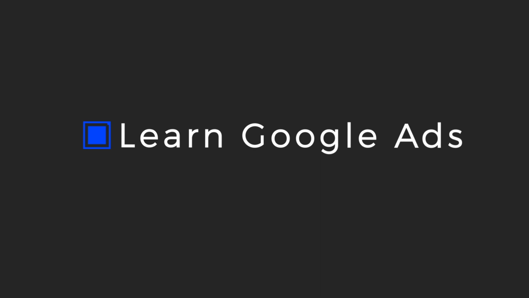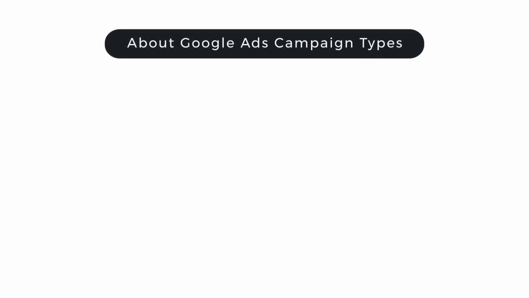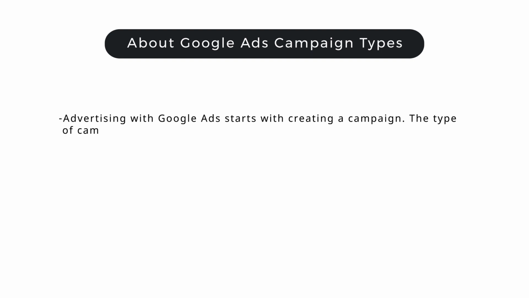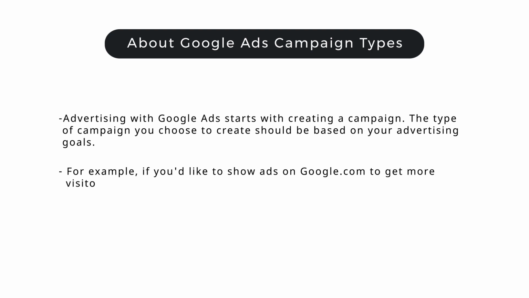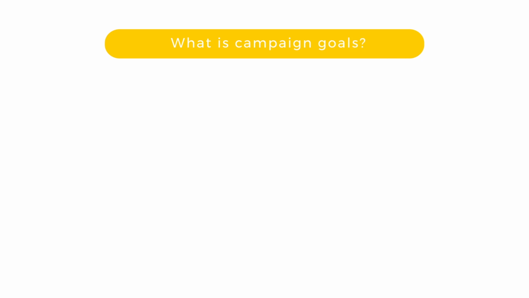Today in this video we are going to learn about different types of Google Ads campaigns and their goals. So let's get started. About Google Ads campaign types, advertising with Google Ads starts with creating a campaign. The type of campaign you choose to create should be based on your advertising goals. For example, if you'd like to show ads on Google.com to get more visitors to your website, you should choose a search network campaign.